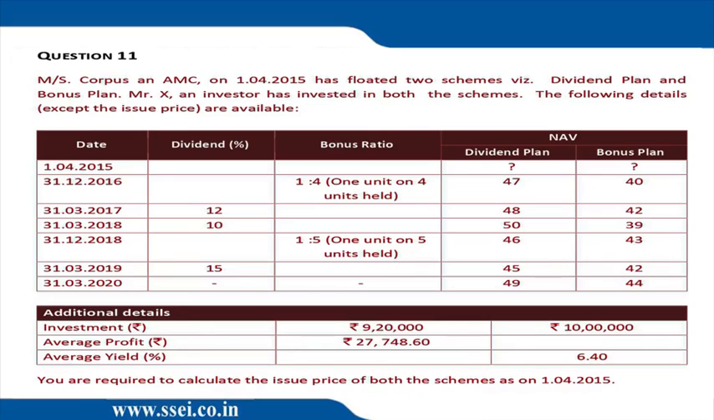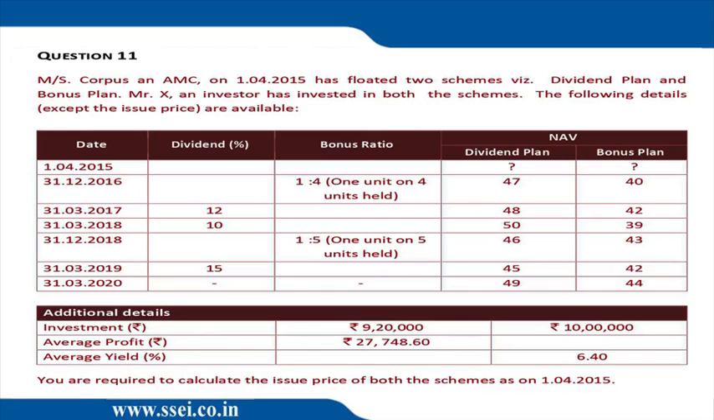Okay, so let's start. In the first scheme, that is the dividend plan, please multiply the profit by 5. What's the profit given? The profit given is 27,748.6. We multiply it by 5. We get 1,38,743. I'm doing it on the calculator. This is the total profit. Let's add the profit to 9,20,000, the initial investment amount. So in that case, I am getting 10,58,743. You must also be getting 10,58,743 if you are doing it on the calculator.